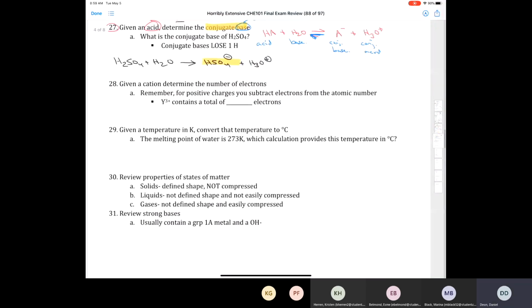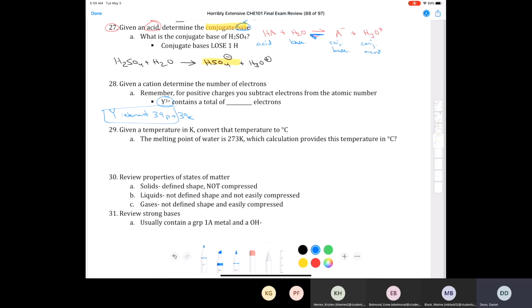The next question says, given a cation, determine the number of electrons. Remember, for positive charges, you subtract electrons from the atomic number. So I have yttrium, which is element number 39. So Y is element 39, in case you're looking for it on the periodic table. That means it's got 39 protons and 39 electrons.